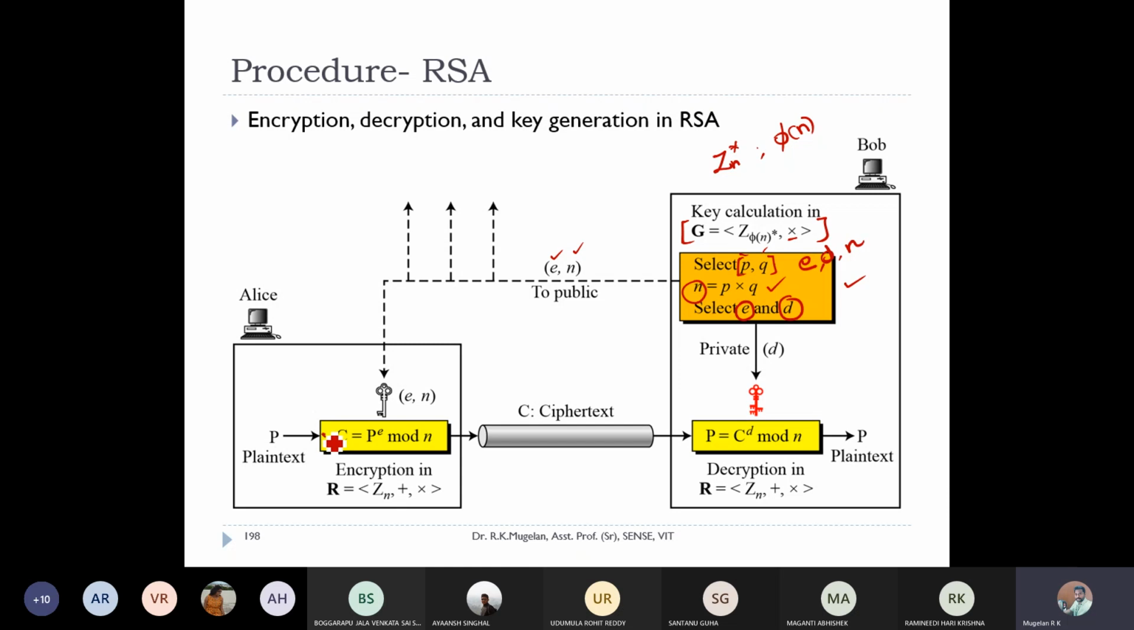Then he will compute a ciphertext C using the plain text, whatever you want to transmit, and E and N. The value of C that you find will be an element of this ring. This is for your information: this ring is nothing but Zn with addition and multiplication as operations. The same thing if you see at the decryption end.